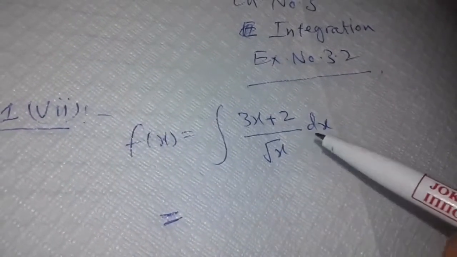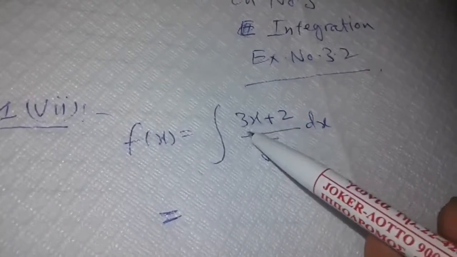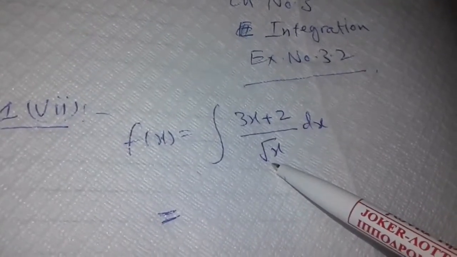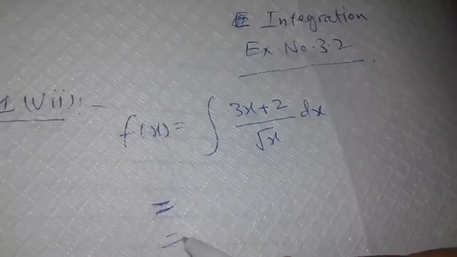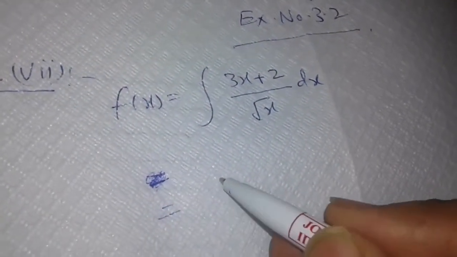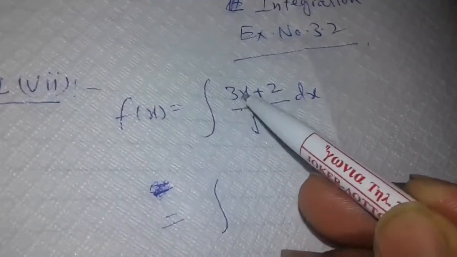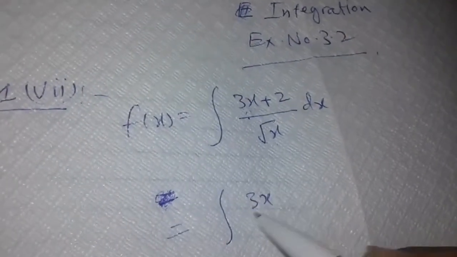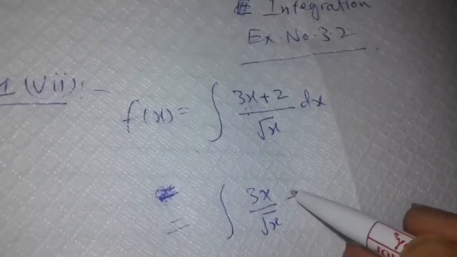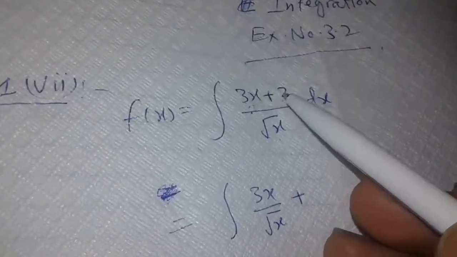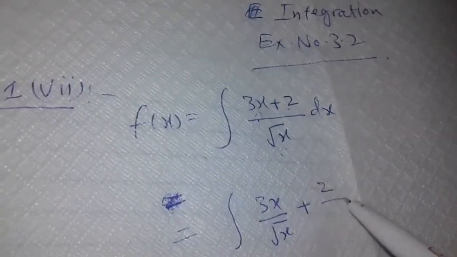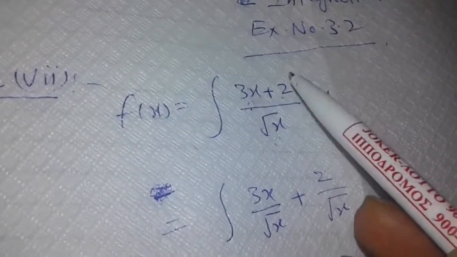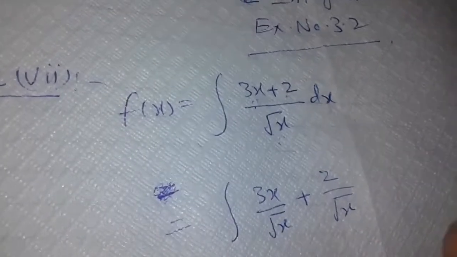Whenever we have this type of function, we divide all the terms in the numerator by this denominator. How can we write this? I will show you here. The first term in the numerator is divided by the denominator, which is 3x over the square root of x, plus again the second term is divided by the same denominator, 2 over the square root of x. And if we have another term, we divide the third term by the same denominator.